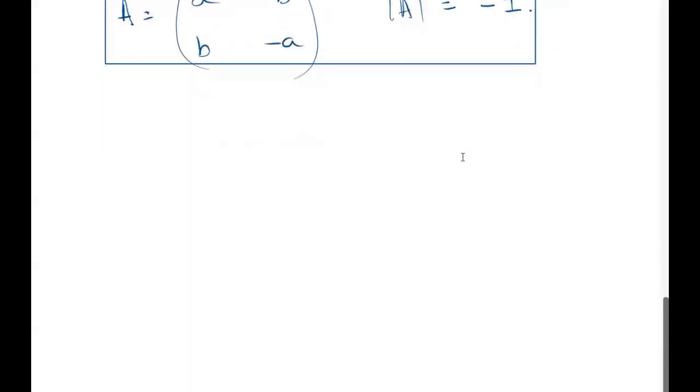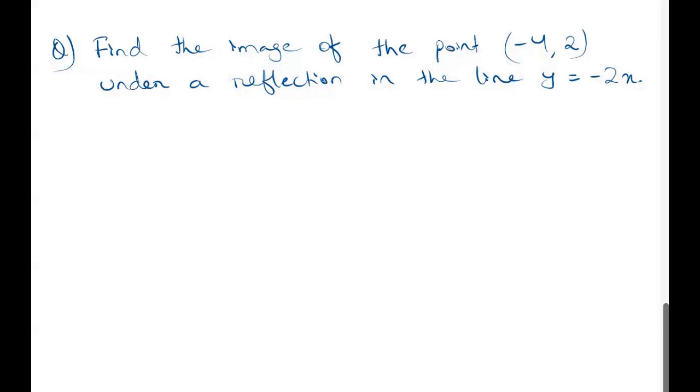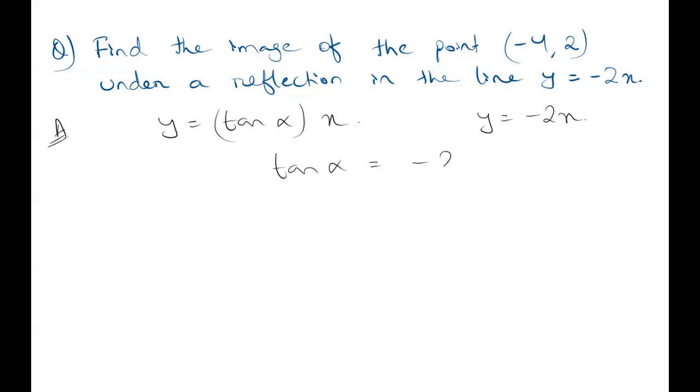So let's try to do a question on it and see what actually is happening here. Let's say I've been given a point which is (-4, 2), and I have to find its reflection when the mirror line is y equals minus 2x. One thing that we know for sure is the mirror line should be in the form y equals tan alpha times x. Since the mirror line here is y equals minus 2x, we can conclude that tan alpha is equal to minus 2, or alpha is equal to tan inverse of minus 2.